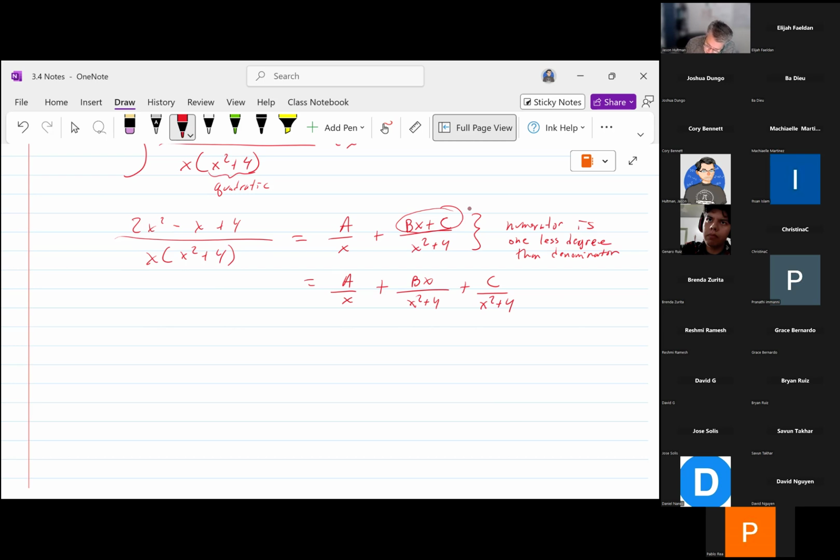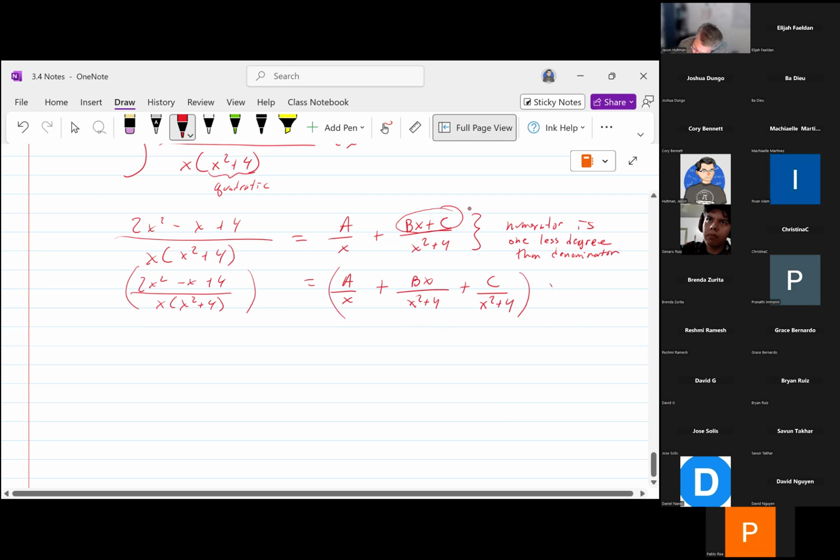Okay, so let's use the Heaviside technique here. Well, I don't think we can. We can't use this Heaviside technique, but we're going to clear the fractions anyway. So 2x squared minus x plus 4 over x times x squared plus 4. We do need to figure out what a, b, and c have to be. So I'm going to multiply through by the denominator, x times x squared plus 4.